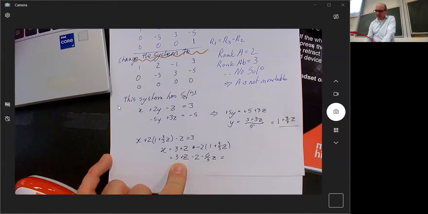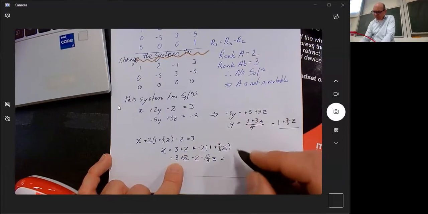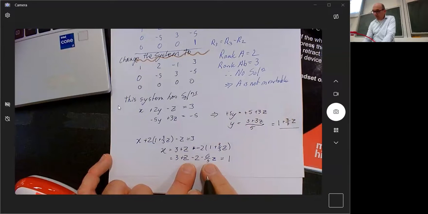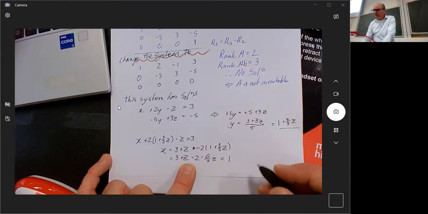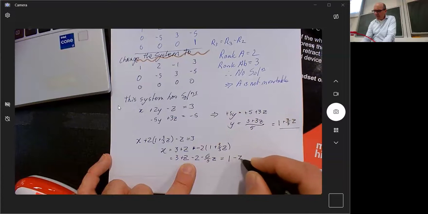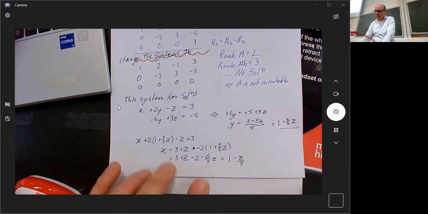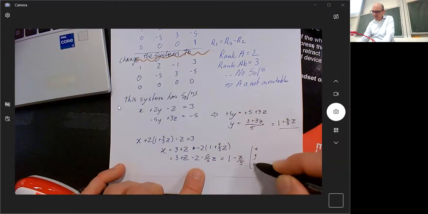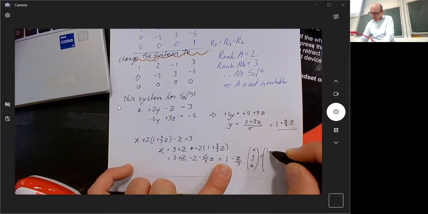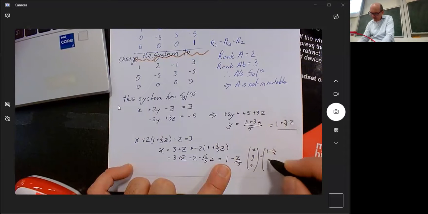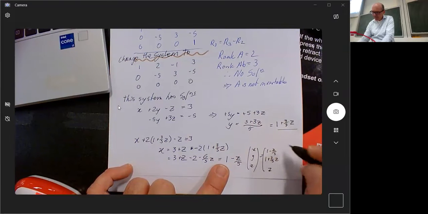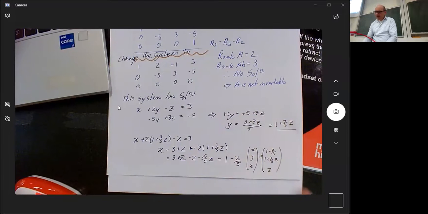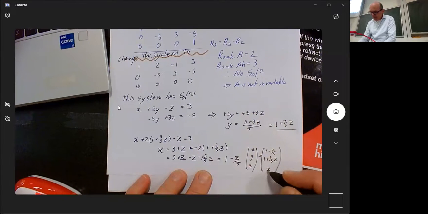So I can simplify these things down. My 3 minus 2 is just going to be 1. My 1z minus my 6 on 5 z will leave me with minus z on 5. So I can write my x, y, z as: x is 1 minus z on 5, y is 1 plus 3 on 5 z, and this number should just be z.